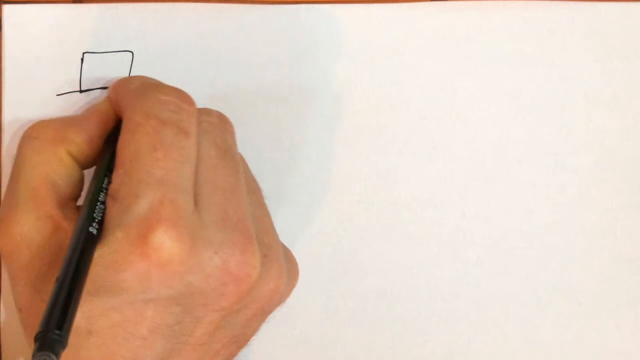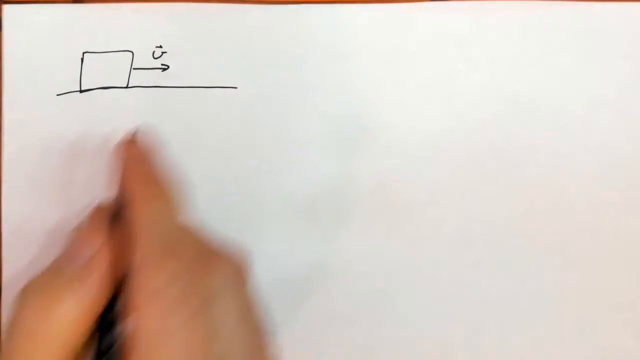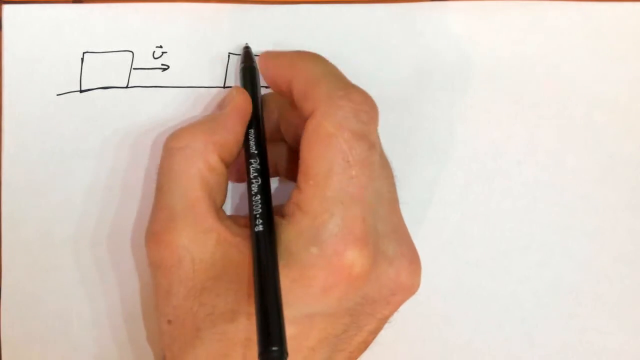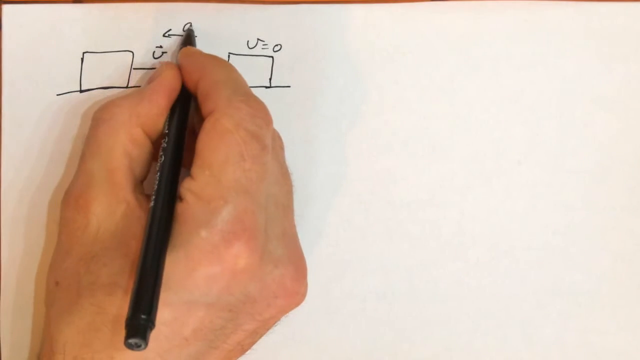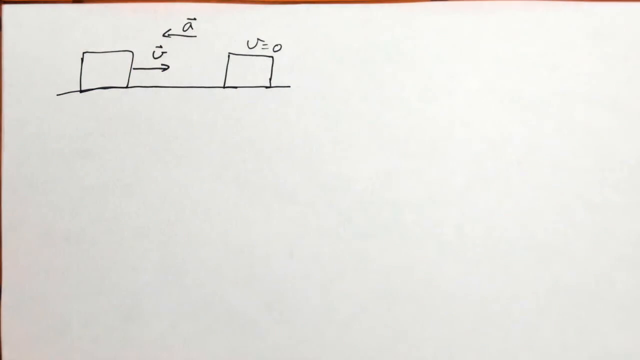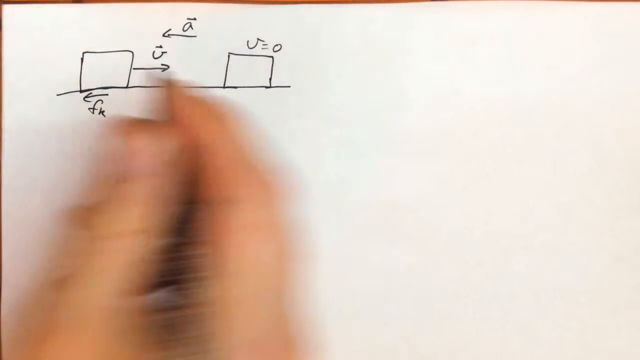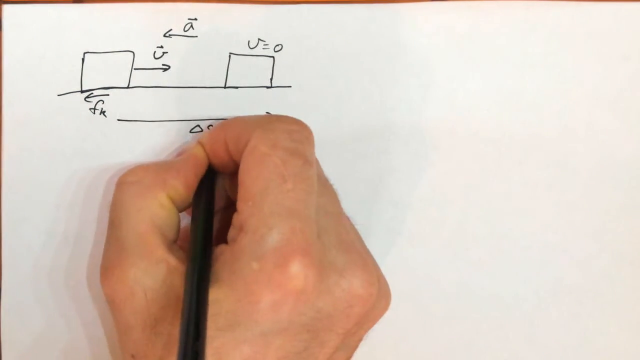Suppose I have a box and I shove it across the floor, giving it a speed v, and then let go, and it slows down and stops. So it's v equals 0 at the end. That means its acceleration is opposite the velocity during that time. Now, why does it slow down? Well, it's because there's a frictional force acting in the opposite direction of the displacement. The displacement is this way.